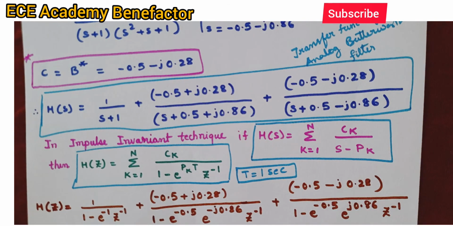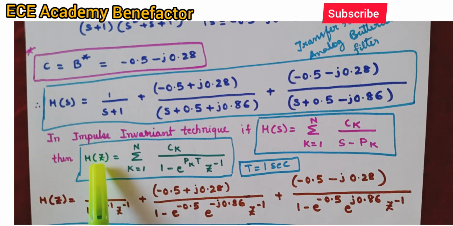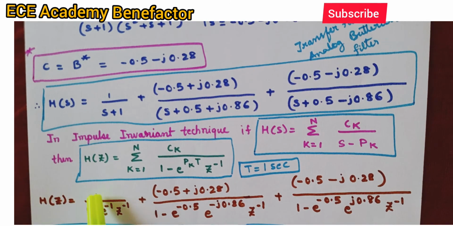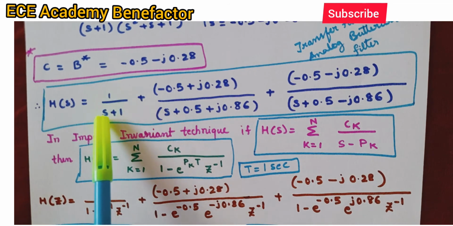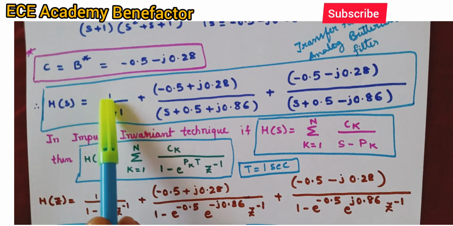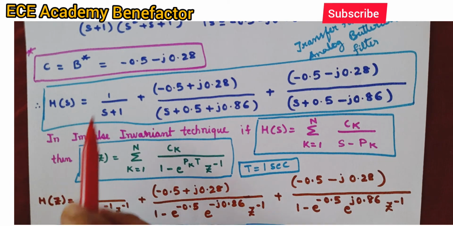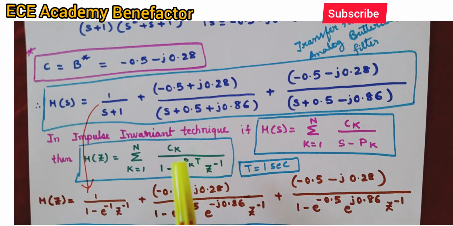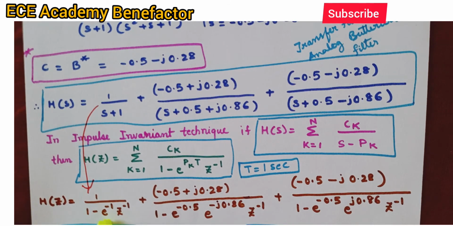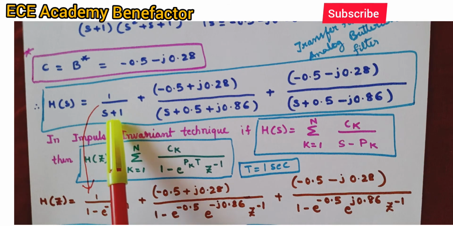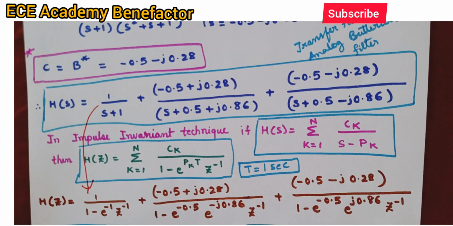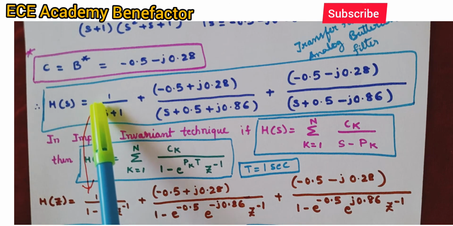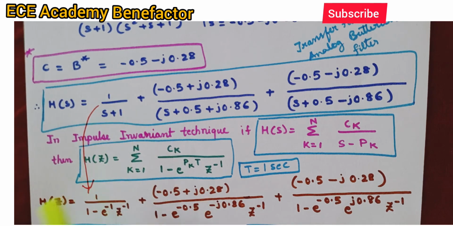Okay. So on substituting, we will be getting this h of z. What is h of s? 1 by s plus 1. So transform this. Now from here, how to write this one? Using this relation. What is Ck? 1. 1 minus e to the power pk. What is pk here? Minus 1. T is 1. z to the power of minus 1. So you have transformed this term to this term.